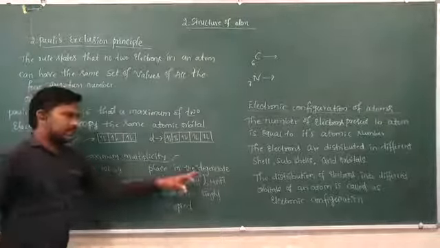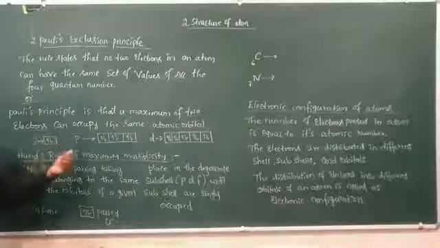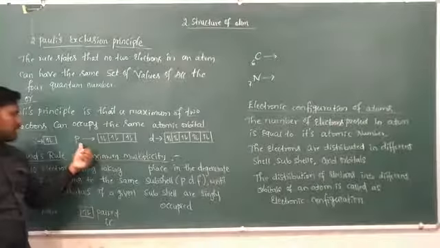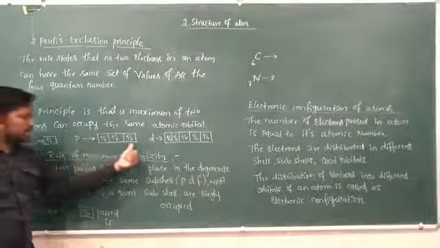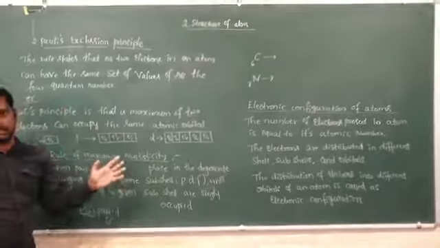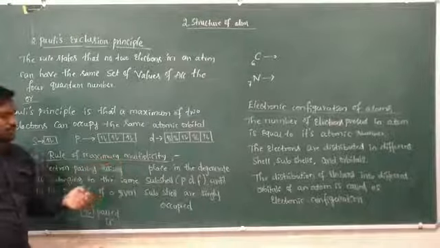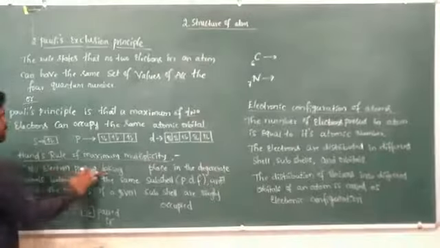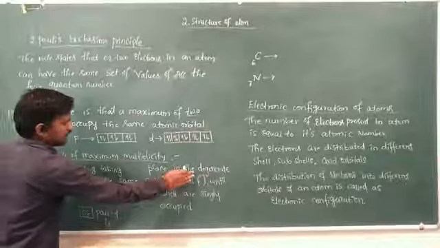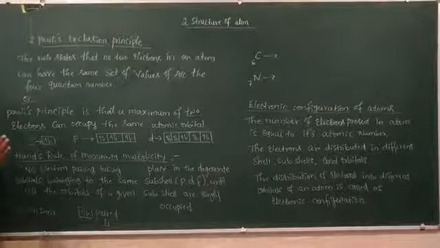in the degenerate orbitals. What is meant by degenerate? For example, here the p orbitals are three. These three orbitals have the same energy. Same energy is called degenerate orbitals. No electron pairing takes place in the degenerate orbitals belonging to the same subshell.